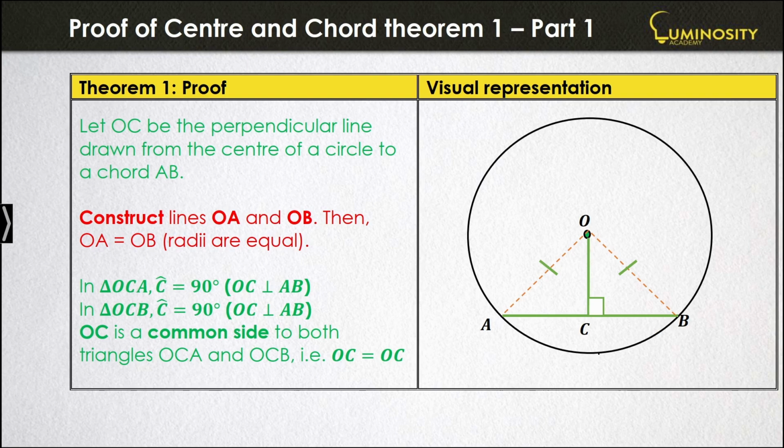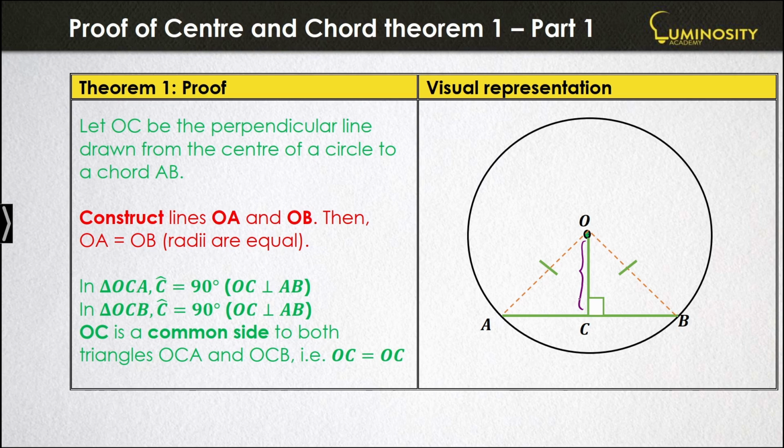So how do we prove this? Again, like we saw in the structure of theorems, we take the hypothesis, we assume it all to be true, we do a clever construction given the properties of the hypothesis, and then aim towards the conclusion. So the proof starts as follows. Let OC be the perpendicular line drawn from the center O to the chord AB. So this perpendicular line here.